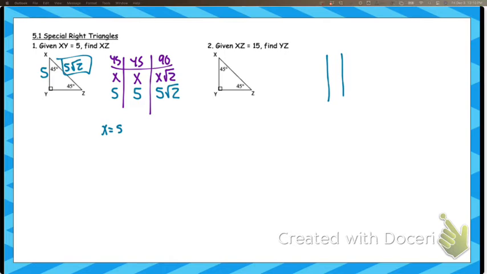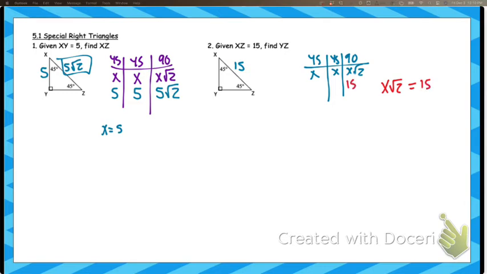All right, looking at the next one. Again, we'll make this a 45, 45, 90. So x, x, x times root 2. XZ is 15. That's across from 90. So that goes in my chart in the 90 column. So x times the square root of 2 is equal to 15. I need to know what x is. Oh, I don't know why I wrote 90. That's 15. Sorry, guys.